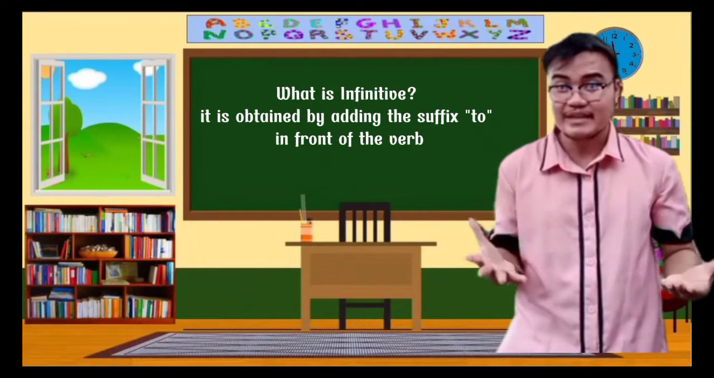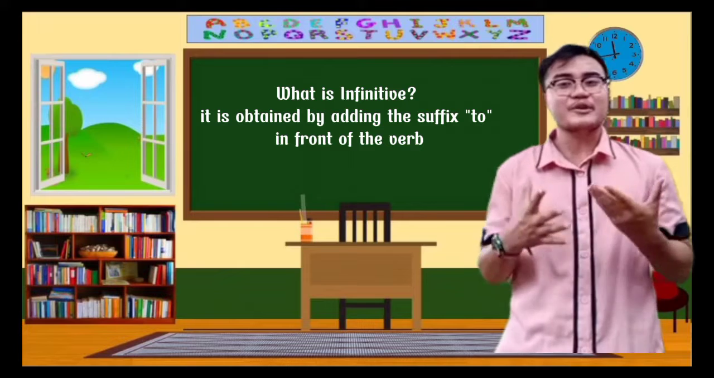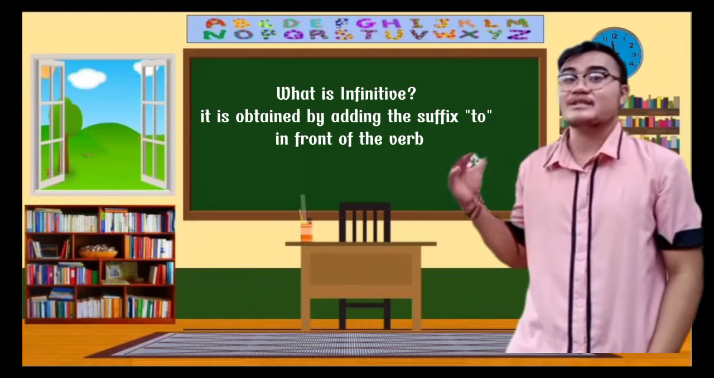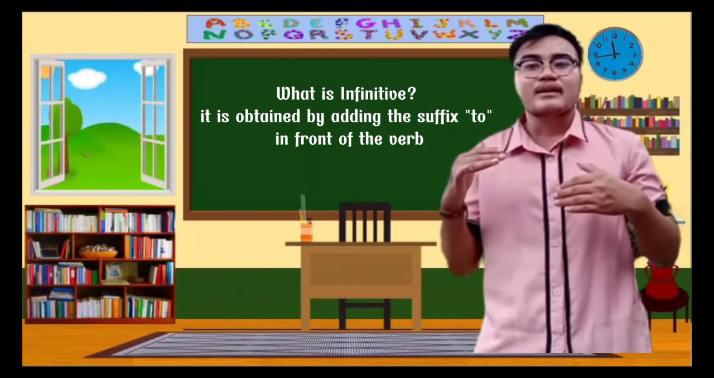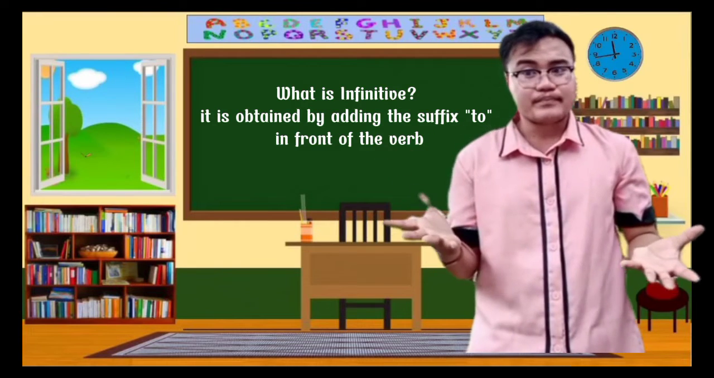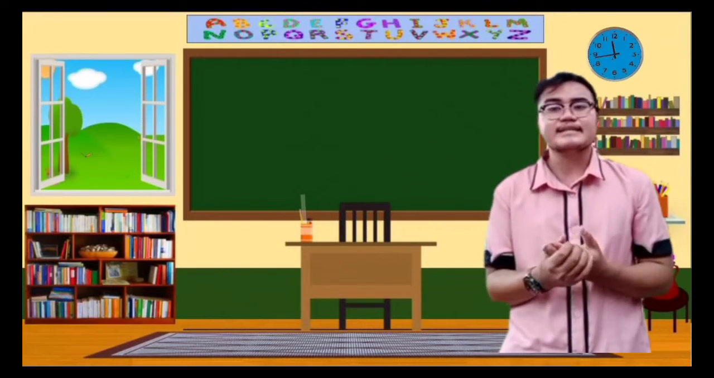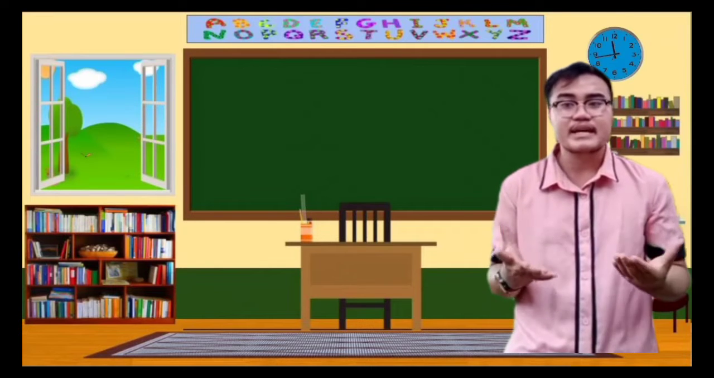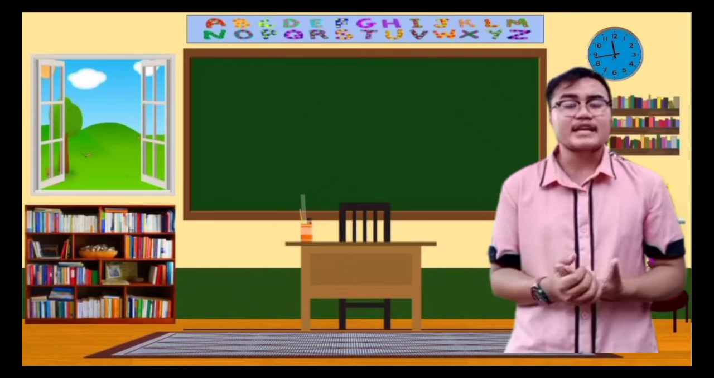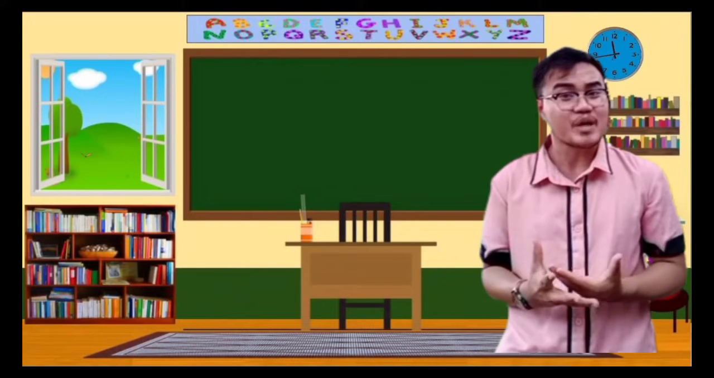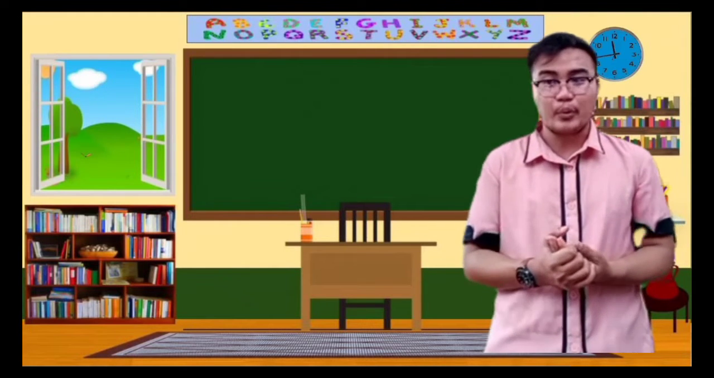So what is infinitive? Infinitive is obtained by adding the prefix to in front of the verb in its plain form. Just like gerund, it is a verb-named form that can be used as a subject or object in a sentence. It can be a single word or sometimes a group of words.